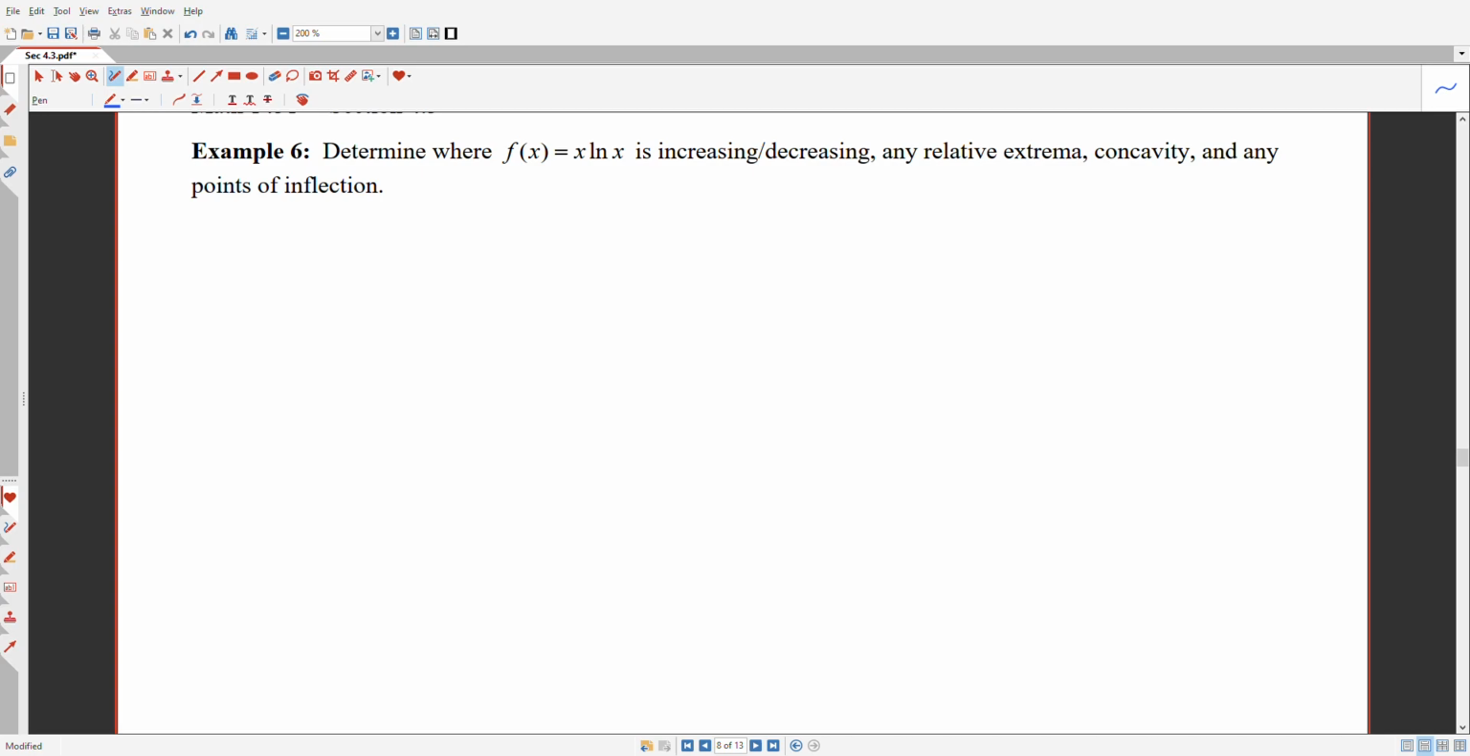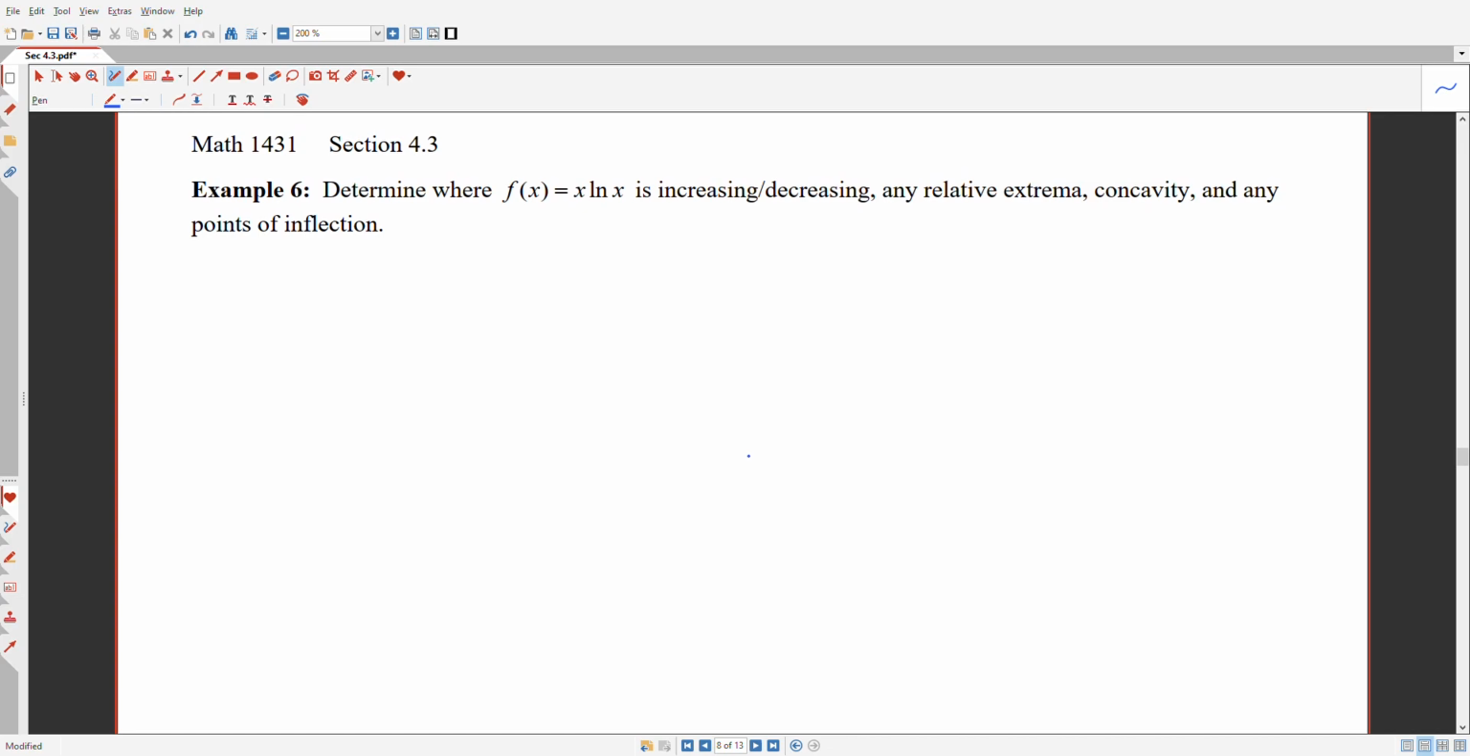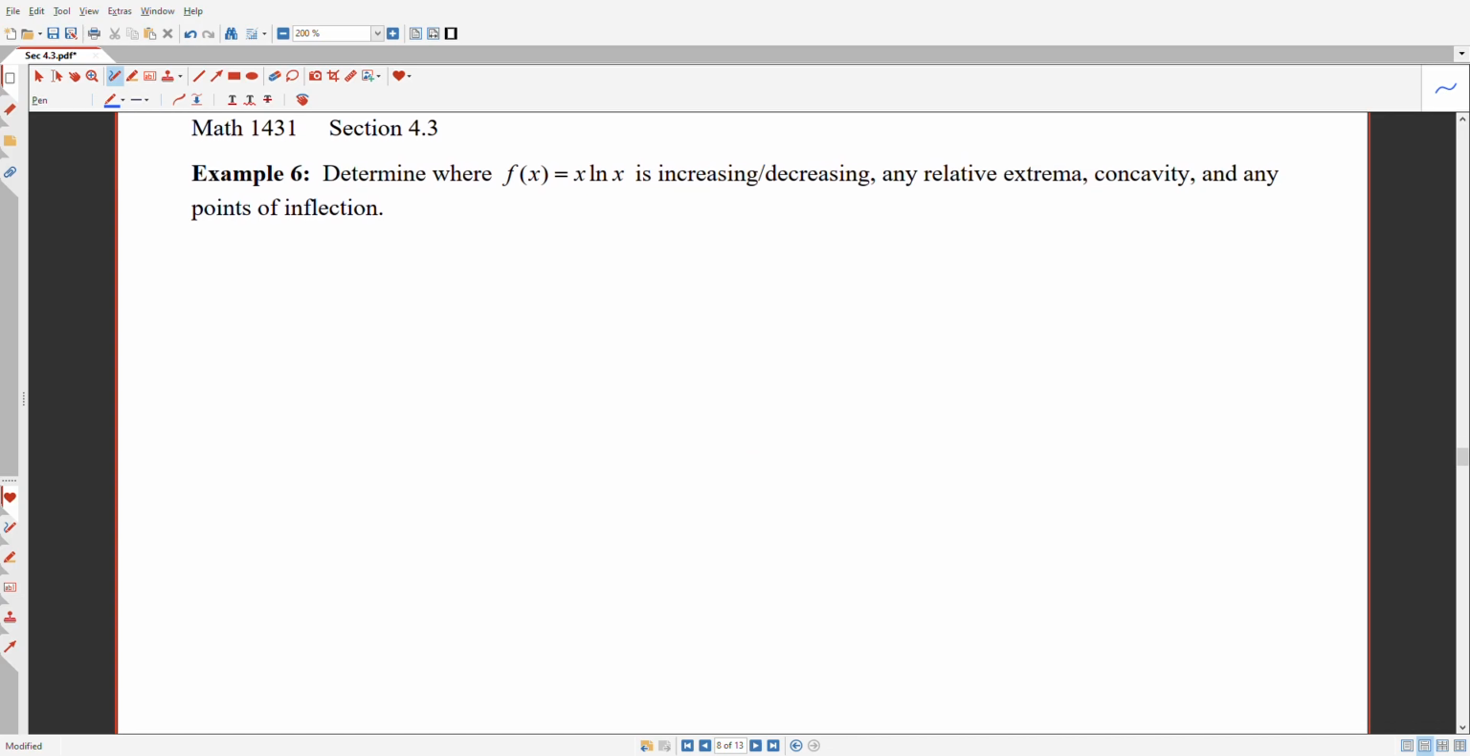But okay. Example 6 says, determine where this new function, f of x equals x times the natural log of x, is increasing or decreasing. Find relative extrema, tell me about concavity, and tell me about points of inflection. Well, of course, all of these are just geometric code words that are telling you, take a first derivative, set it equal to 0, tell me where it's undefined, and then take a second derivative and tell me where it's 0 and if it changes sign.